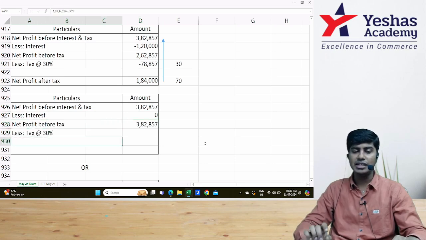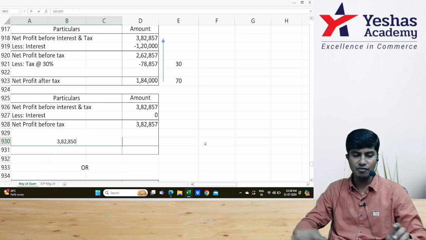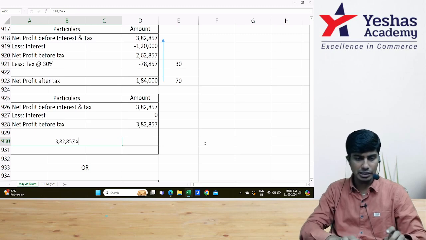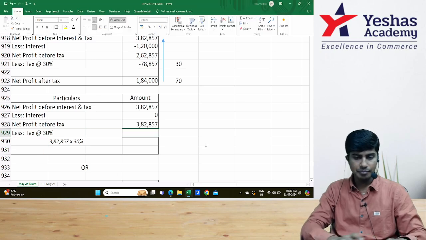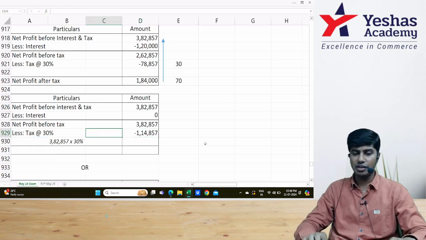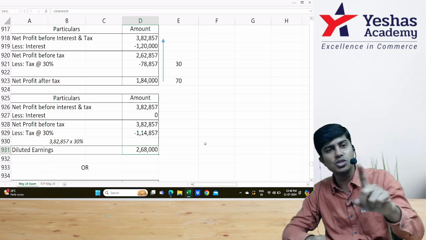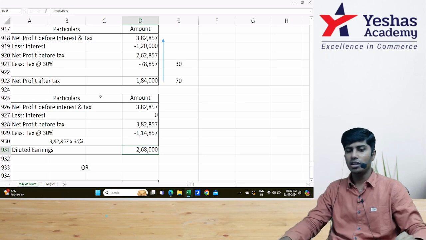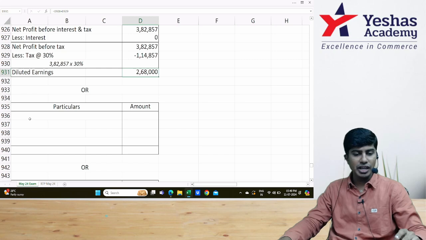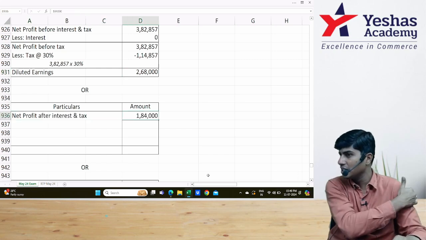From this, I would deduct tax at 30%. What do I get? 3,82,857 multiplied by 30% is 1,14,857. Deduct that and tell me how much is the diluted earnings. 2,68,000 is our earnings. This is one way, the lengthiest way, of computing diluted earnings. There is another way. Instead of doing all of this, straight away take net profit after interest and tax, what we considered in basic EPS.